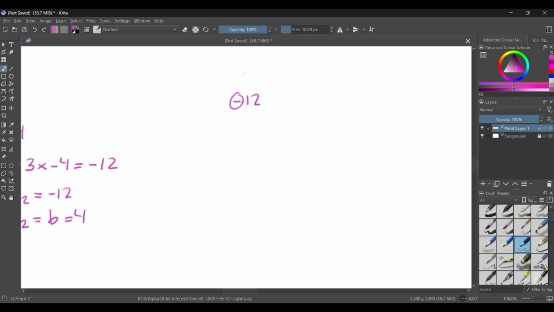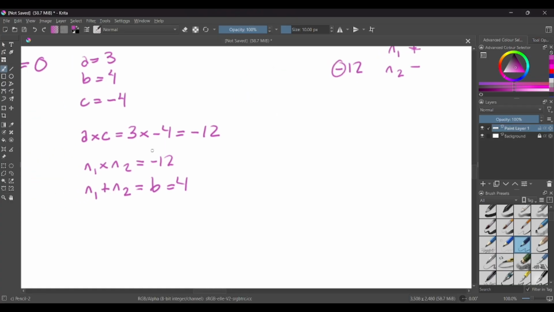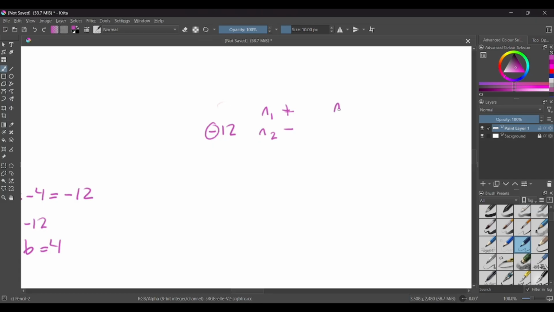So we can realize from the negative sign here that one of the factors, say n1, is going to be positive and n2 is going to be negative, right? Because it's derived from multiplying n1 and n2, if both n1 and n2 were positive, then 12 would be positive, but it's not. Same would be the case if n1 and n2 were negative. 12 would also be positive because a negative times a negative is a positive. So we know that one of these numbers is positive, one of these numbers is negative.